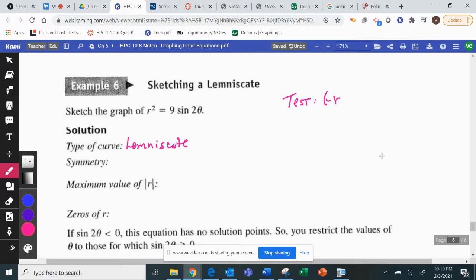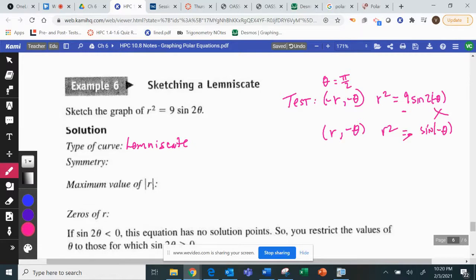So the first one I'm going to test is negative r, negative theta, and that is for the line pi over 2. If I do negative r, I'm still going to get positive r squared equals 9 times sine 2 theta, and then we're going to have negative theta here. Well, that's going to be a positive r squared, but a negative on this side, so that one's not going to work. And then our next one, r, negative theta. If r squared, we're going to end up with the same thing over here. We're going to have a negative theta, and with sine, it changes the sign, so that's not going to match up either. And then the third one, I'm sorry, I didn't label which one this one was. This is polar axis.